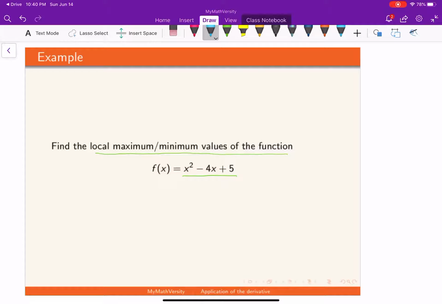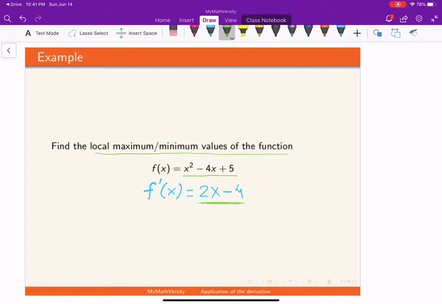So f prime of x in this case will be the derivative of x squared, which is 2x, the derivative of negative 4x, which is negative 4, and the derivative of positive 5, which is 0. So just 2x minus 4. The definition of the critical number is to see where the derivative does not exist, and to see where the derivative is 0. In this case the derivative is 2x minus 4, so this exists everywhere, right?